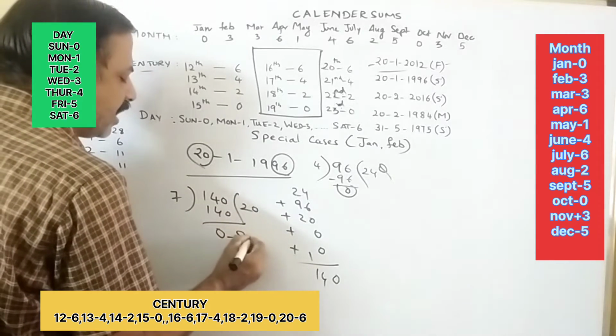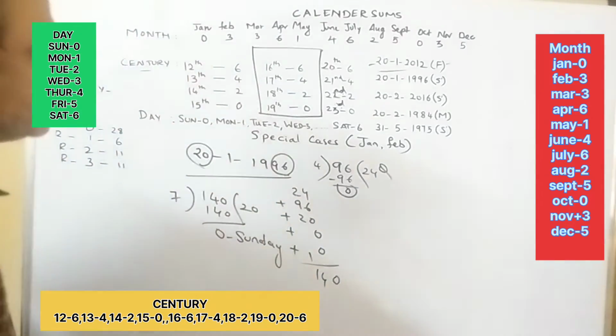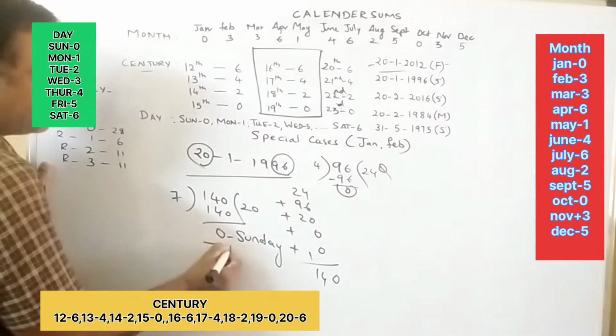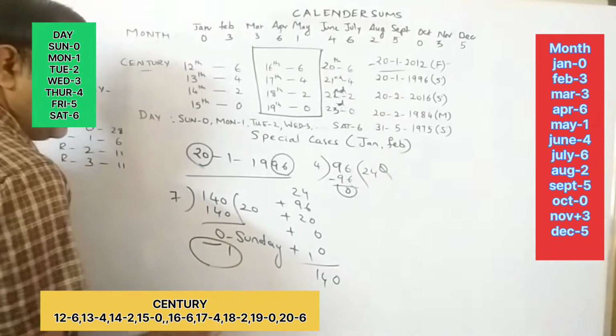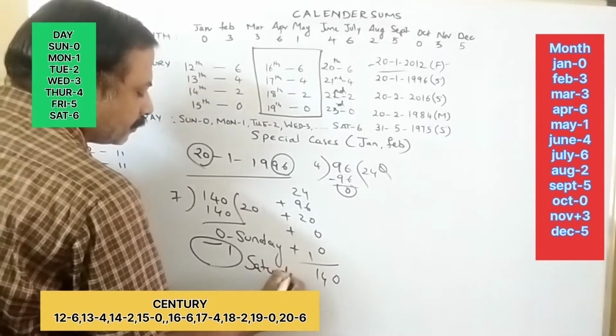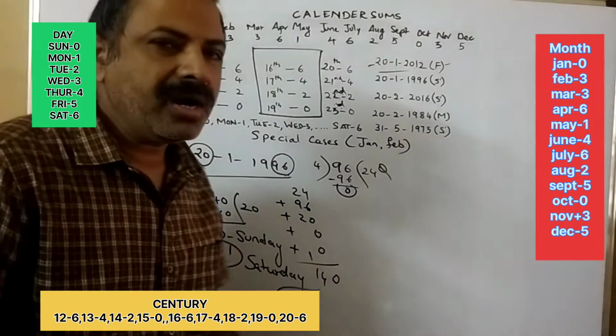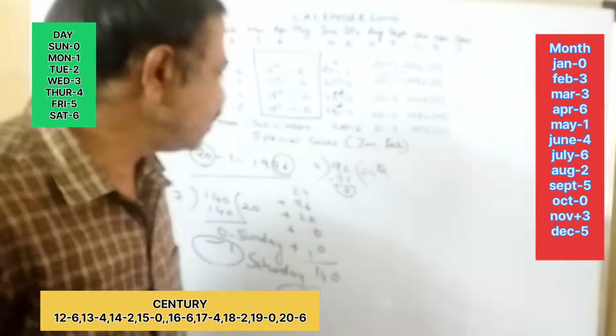Finally divided by 7, 7 20s are 140. Remainder is 0 means the answer is Sunday. But dear students, it is not Sunday, it is minus 1 day. That is Saturday will be the answer. It is not Sunday. Hope this is clear.